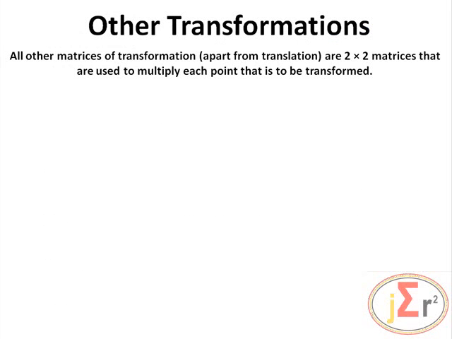So we are going to be looking at other transformations because we did 4 of them, and we are going to see that the matrices of the other transformations are different. All other matrices of transformation apart from translation, that is, are 2 by 2 matrices that are used to multiply each point that is to be transformed. Whereas in translation we add a vector to the point, in this section we are going to multiply our point by a 2 by 2 matrix.